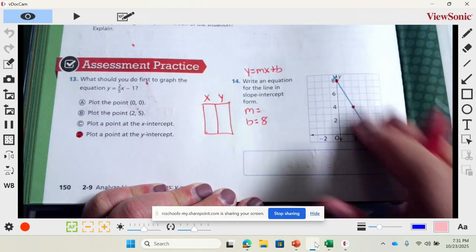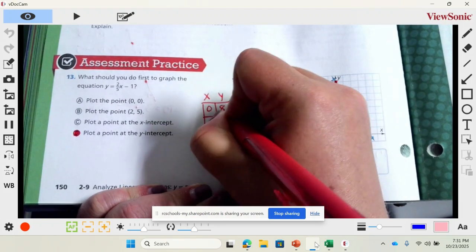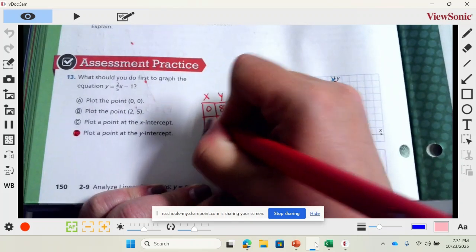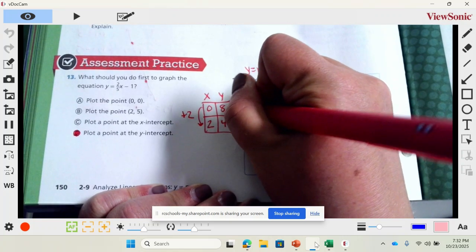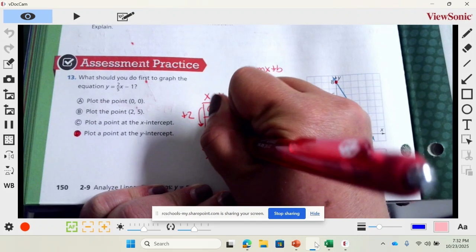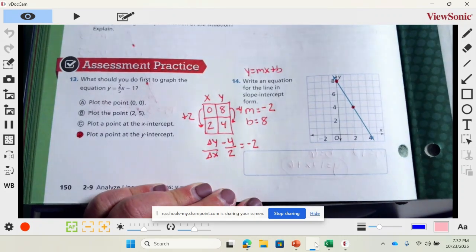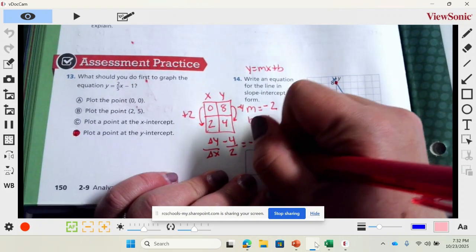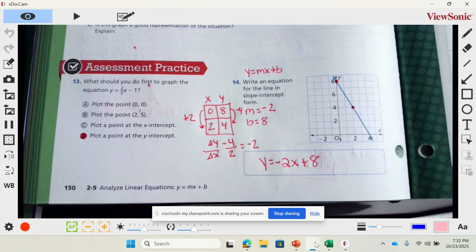Now I can take these points and put them into a table. Since this is decreasing, you're going to start at the top point and work your way down. So my top point we said is 0, 8. And the next point that we said was 2, 4. So from 0 to 2, it's plus 2. And then from 8 to 4, that's a minus 4. Again, change in y over change in x. My change in y was -4. My change in x was 2, which simplifies down to a -2. So now we can write it as y equals -2x plus 8. And that should be our equation in slope-intercept form for the given graph there.